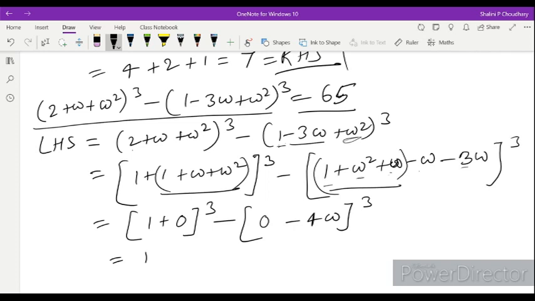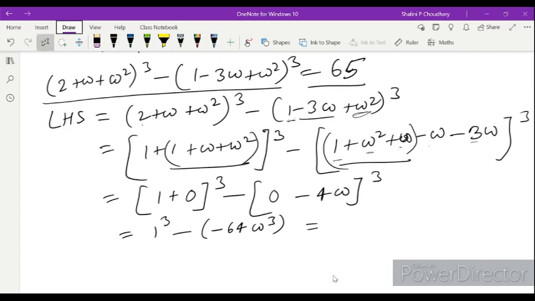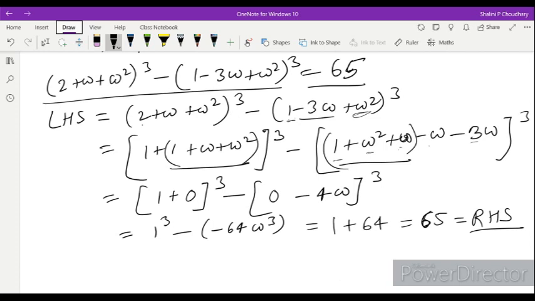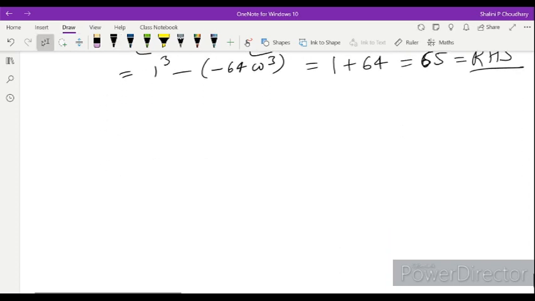So this will be equal to 1 cube, and this will be equal to minus 4 cube. So it will be equal to minus 64 omega cube. Okay, so 1 minus minus, that is plus 64, and omega cube will be equal to 1. So 64 into 1 will be 64. So that is equal to 65, and that's equal to RHS. Hence proved.